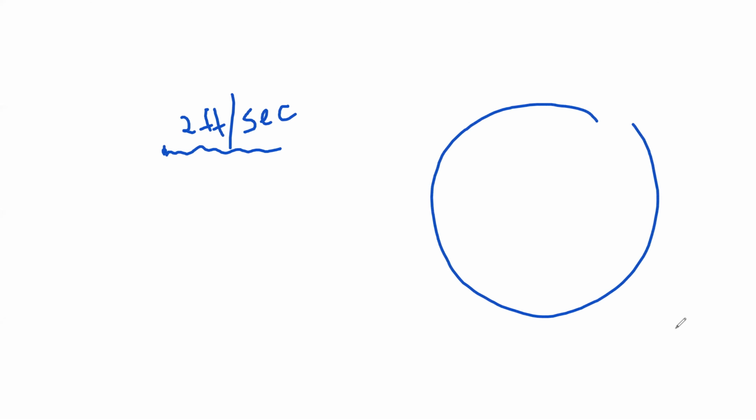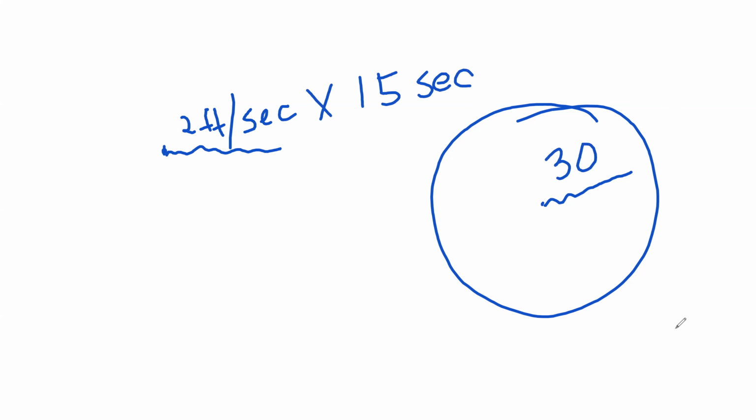So basically, at some point it's a full circle, but it started with just a center, and then it's expanding, expanding. So what we said is, if it's 2 feet per second and they want to go 15 seconds, you get 30 as the radius.